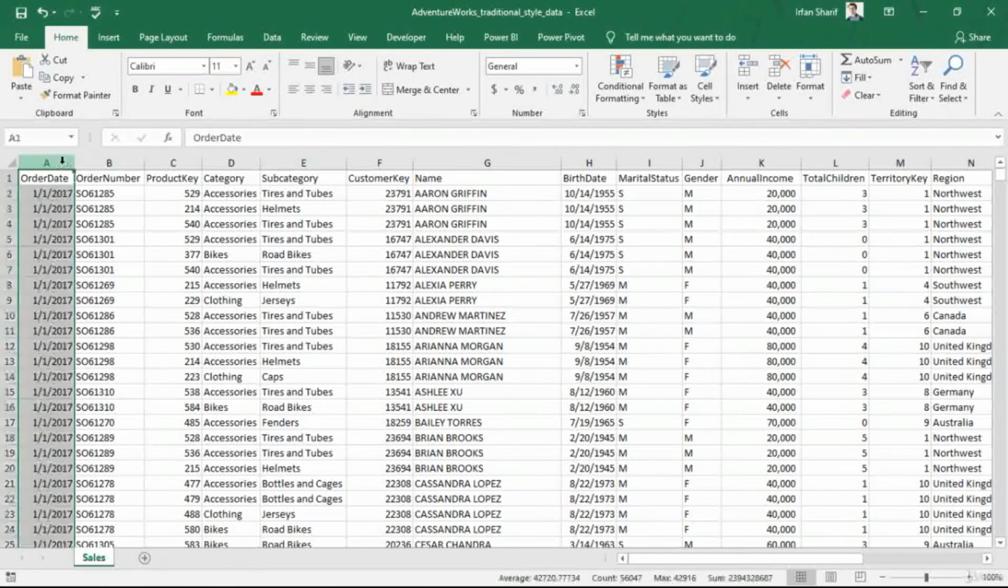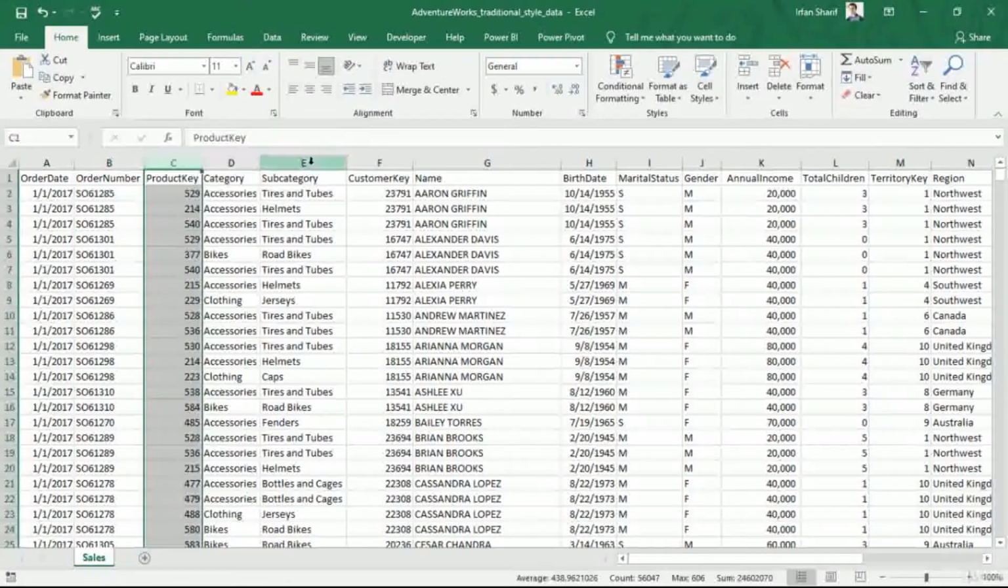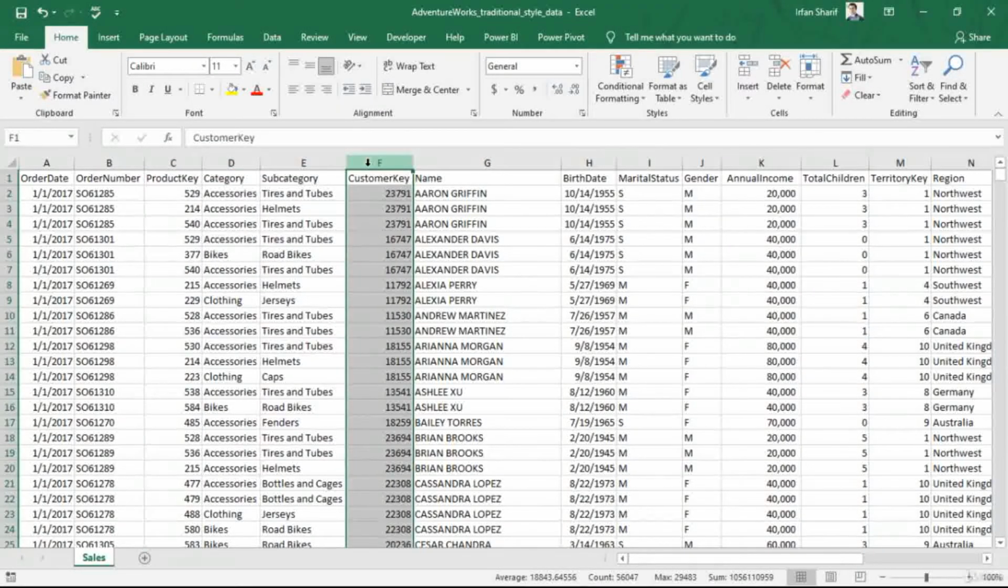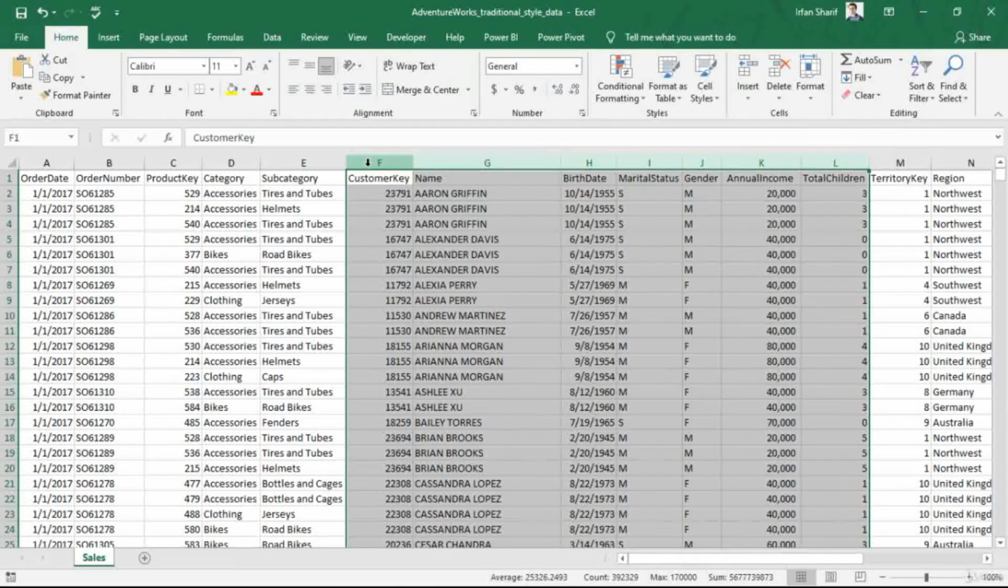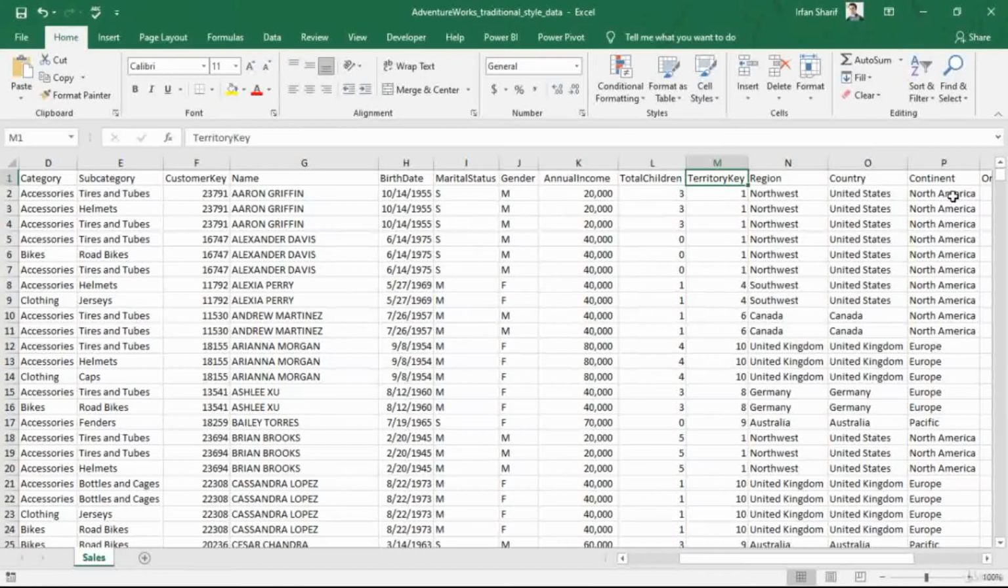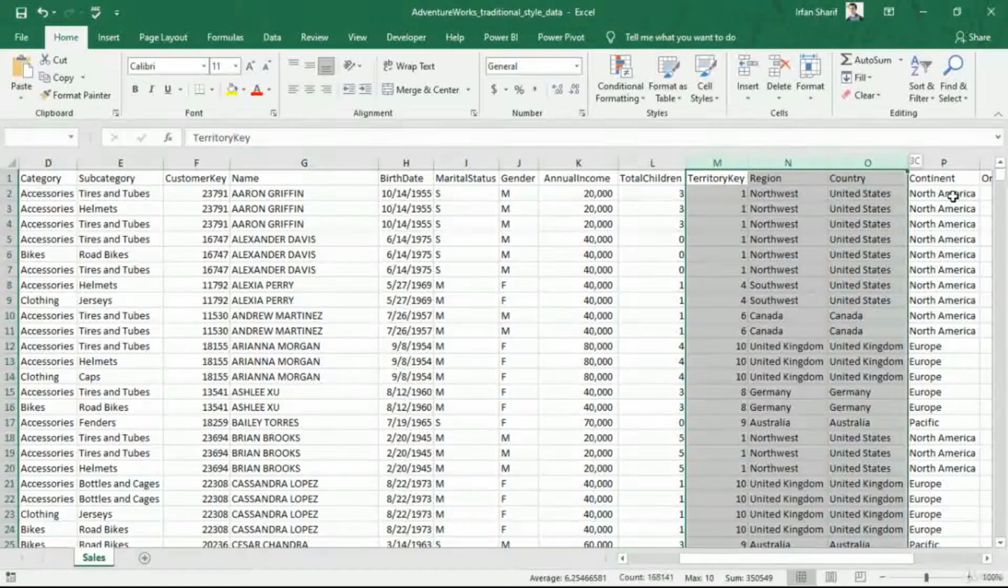We have the order date on which the order was placed by the customers. Then we have the order number, and for that order we have some information available about the product. So we have the product key followed by the category of the product and the subcategory of the product. After that we have some information about the customer, and that includes customer name, their date of birth, the marital status, gender, annual income, and total children.